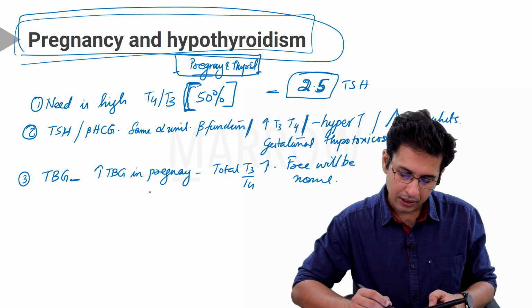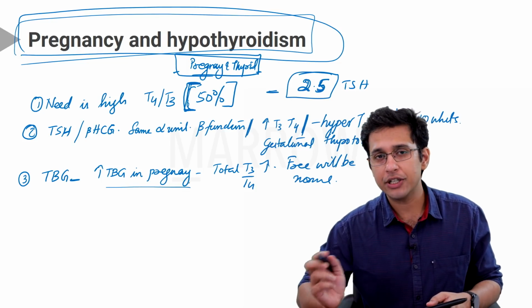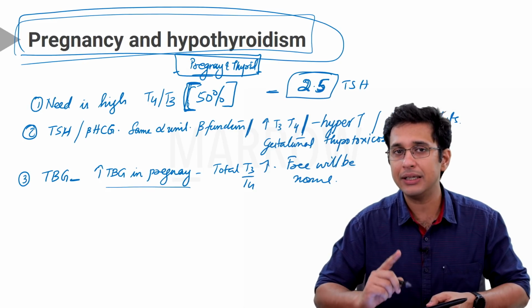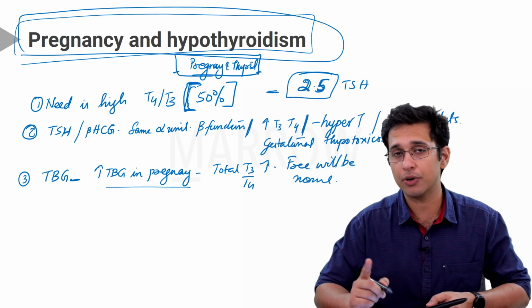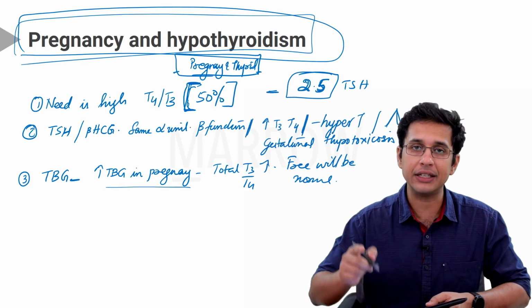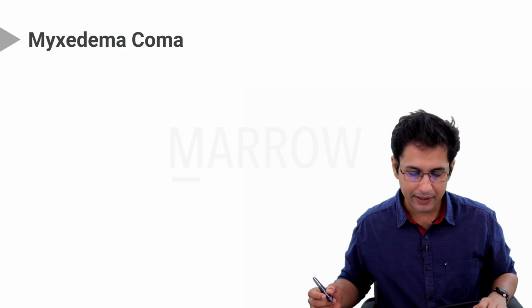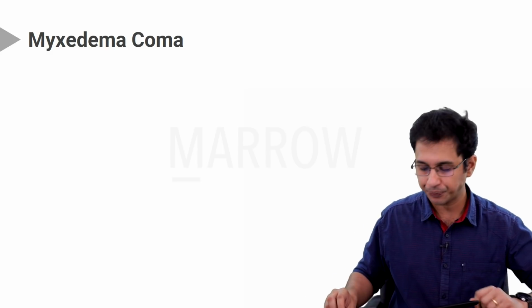Another point is that in a pregnant patient, if you measure total T3 or total T4, you might find it high because of the TBG excess, as binding hormones are more. So measure the free T3 and T4. Alright. Now we'll take one specific scenario, myxedema coma.